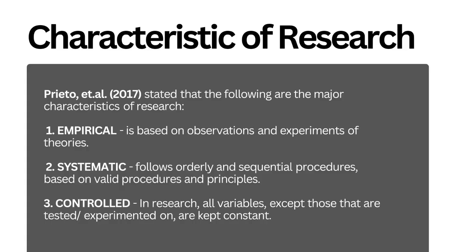Here are the following. First is empirical. It is based on observations and experiments of theories. You, as the researcher, will observe what is happening around you as part of your research. Second, it is systematic, where it follows orderly and sequential procedures based on valid procedures and principles.